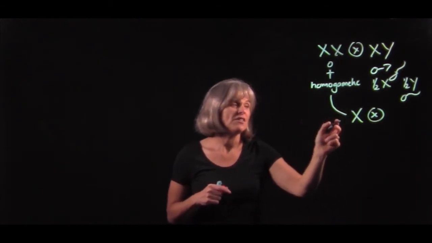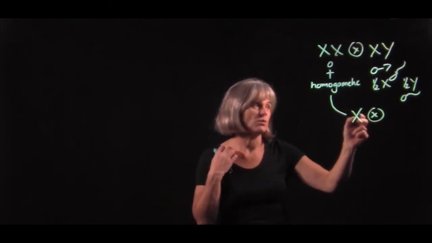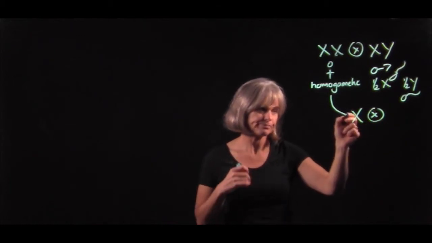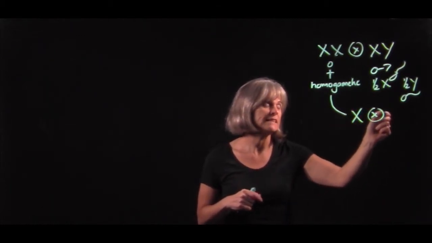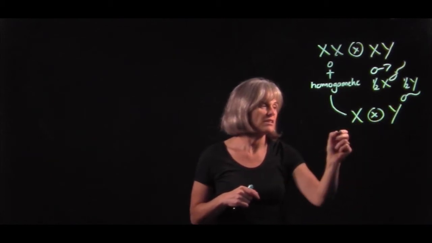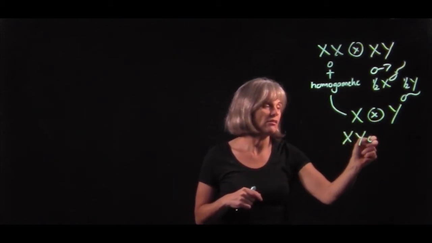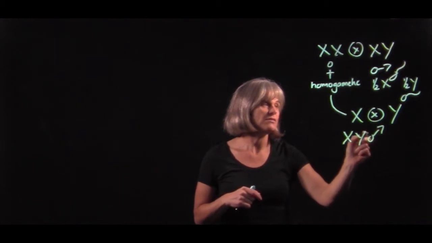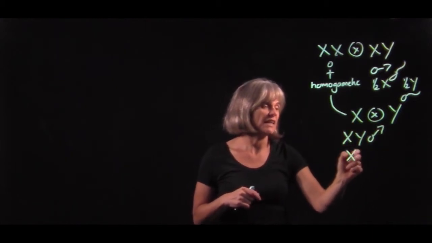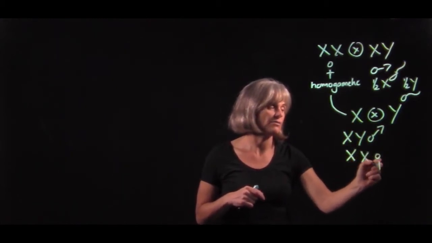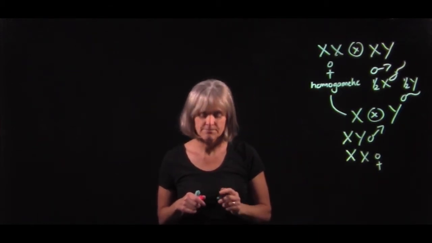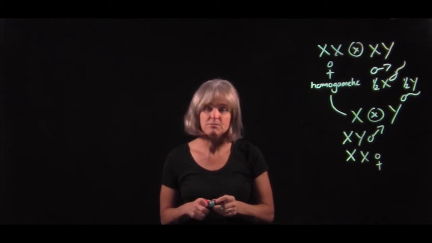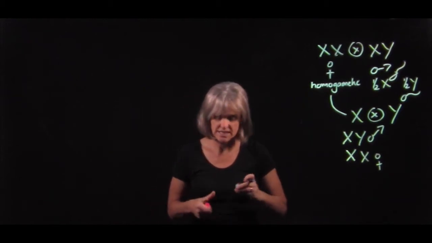So if this egg is fertilized with a Y chromosome, we will get a male offspring. And so if we cross that, we will get a male. And if this egg is fertilized with an X chromosome, we'll get a female. So I'm thinking you're likely familiar with this system already. I want to tell you about some different systems because they're kind of interesting.